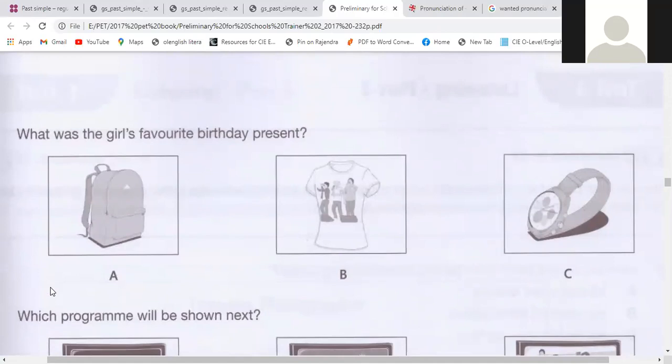My big sister bought me a t-shirt with my favourite band on the front. It's a nice t-shirt, but I'm not so keen on them anymore. I got this lovely bag from my dad. I can't wait to start using it for school. That's what I was most pleased with.